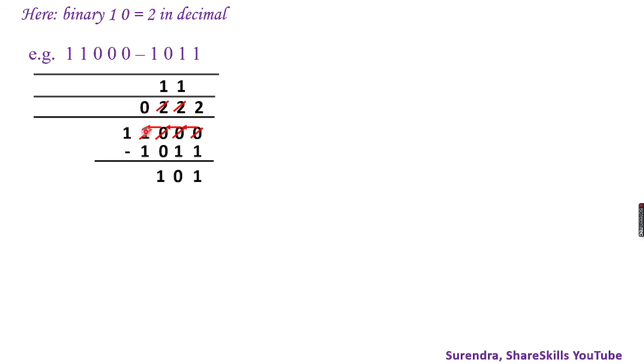Again here 0 minus 1 we cannot do, so this 0 will borrow from the left side digit, that is 1. This 1 becomes 0, and it makes this 0 a 2. Now 2 minus 1 you can do. So in this way we can subtract.